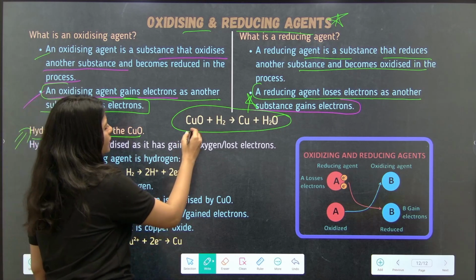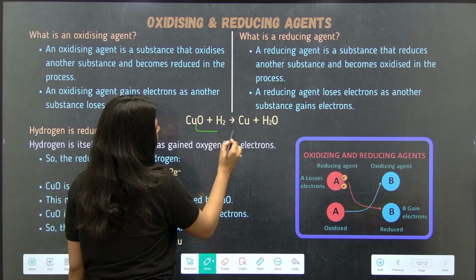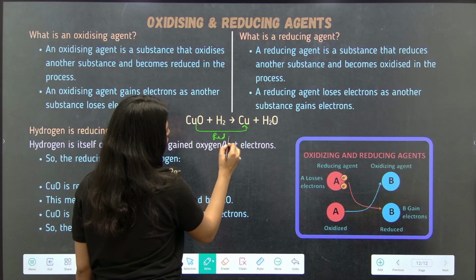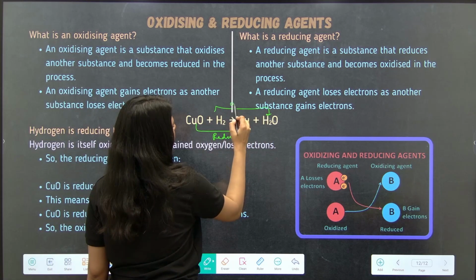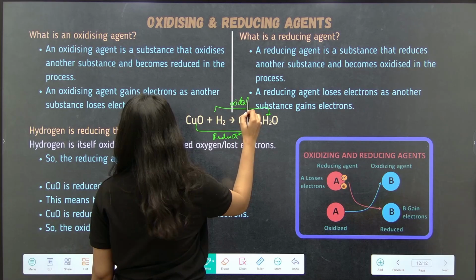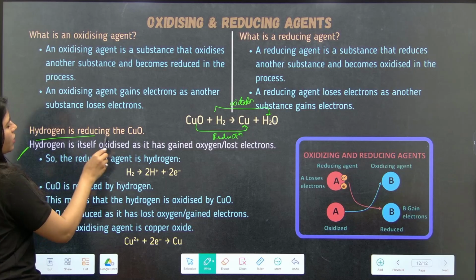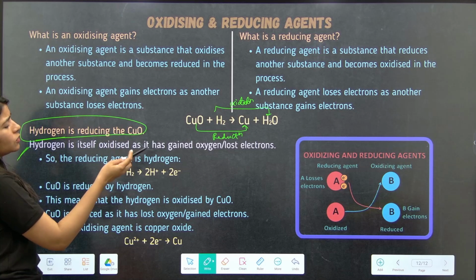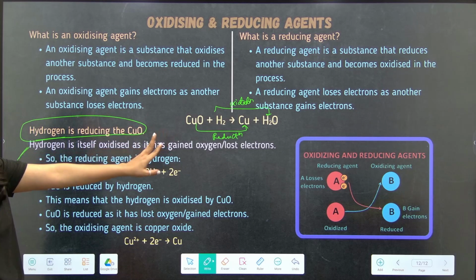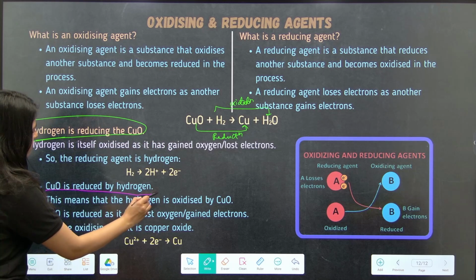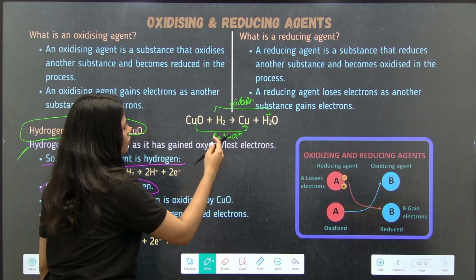Why? Because here reduction is taking place. Let me mark this here, this is reduction because loss of oxygen is taking place, right? And this is your oxidation. Okay, now what is happening? Hydrogen is your reducing agent, reducing the CuO. So CuO is reduced to give Cu, right? Now CuO is reduced by hydrogen, and so the reducing agent is hydrogen.